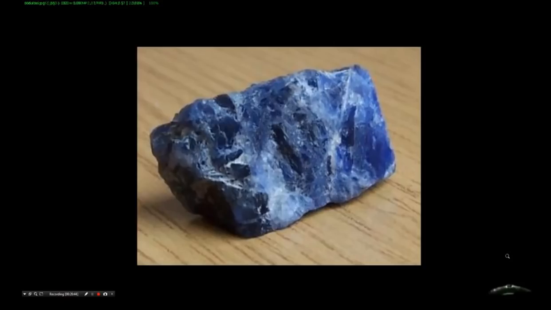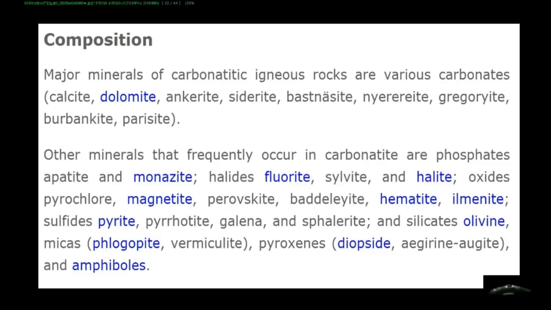Here's another picture of that rock close up. There's a lot of carbonatitic igneous rocks. Carbonatite or phosphates, apatite, monazite, fluorite, sylvite, halite. So it's got quite a spectrum of rock types here. It's probably a really good place to go rock hunting.